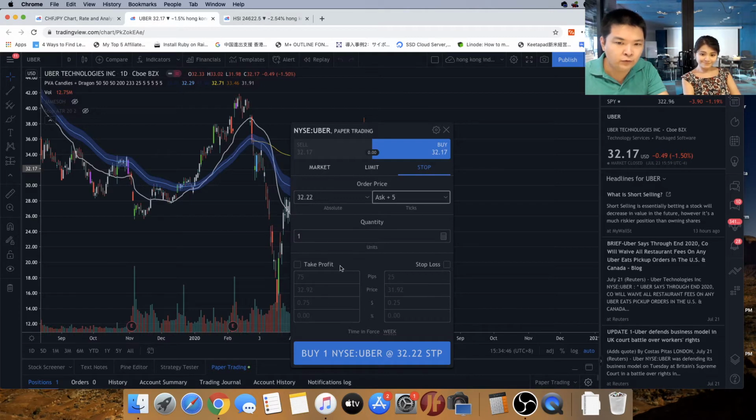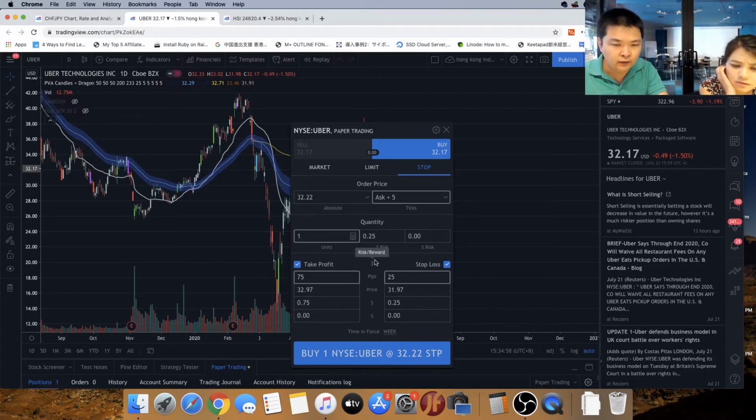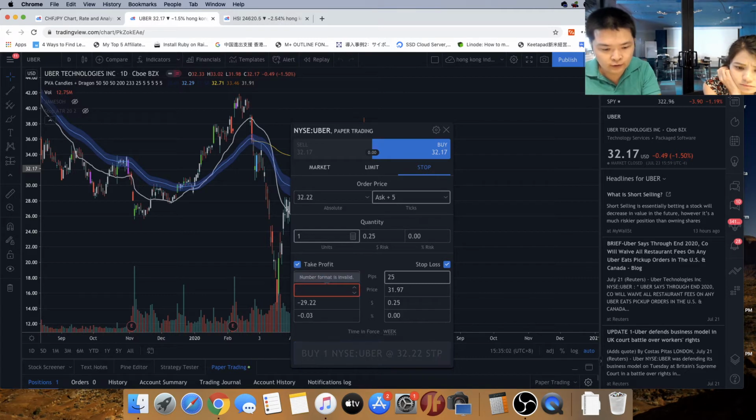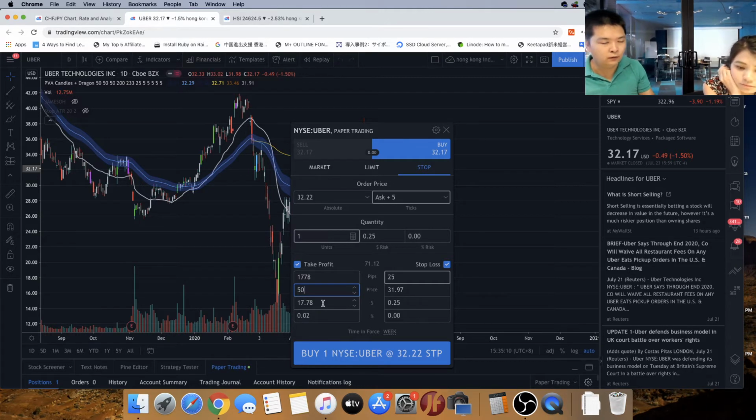Camille, you have two columns. You have the take profit column and you have the stop loss. Take profit is TP and stop loss is SL. And this is the price that you accept. For example, let's say you think Uber is going to reach 50. If you set the take profit at 50, when it reaches 50, you automatically close your trade.